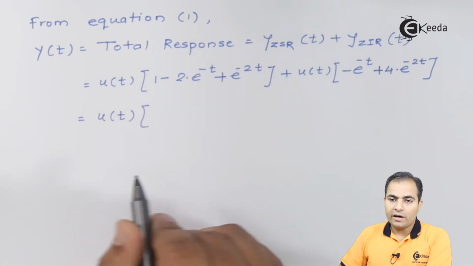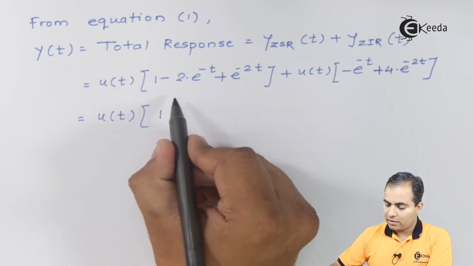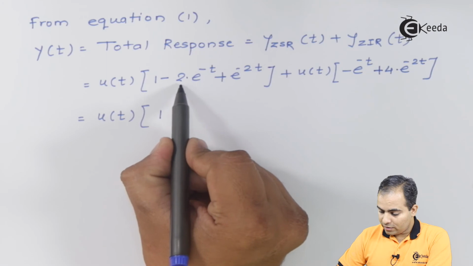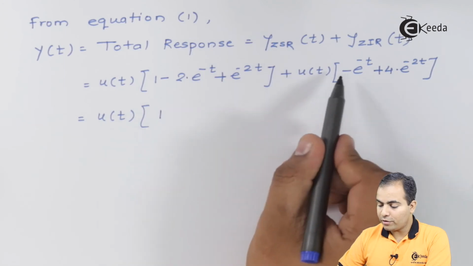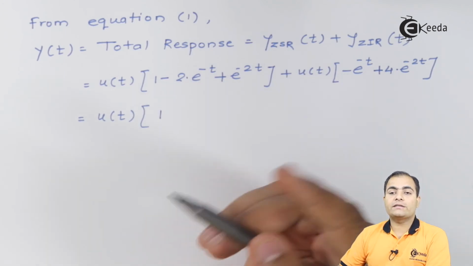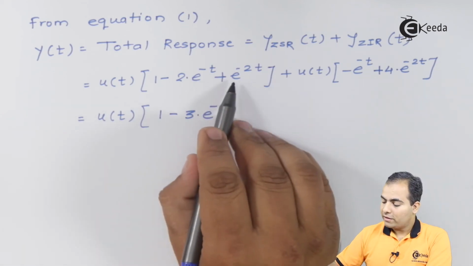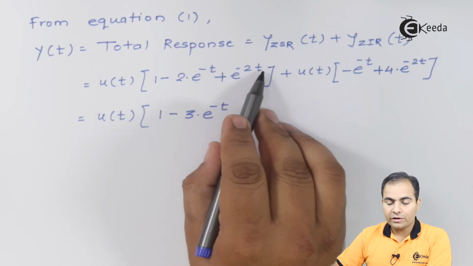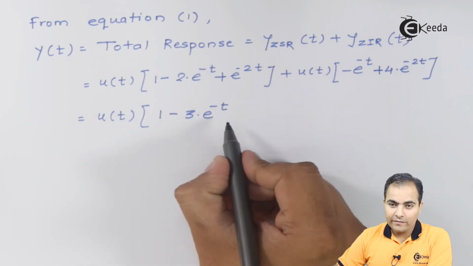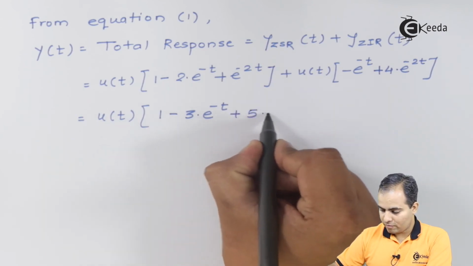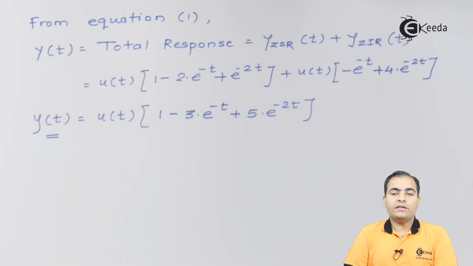So all the brackets will be added with each other. We have 1 and it is a constant value. Next, e to the power minus t. Here also we have e to the power minus t. The coefficient is minus 2 and here coefficient is minus 1. So minus 2 and minus 1 gives us a minus 3. So we'll get minus 3 into e to the power minus t. Now here we have simply e to the power minus 2t and here we have 4 times of e to the power minus 2t. So if we add both the value, you will get 5 times e to the power minus 2t. And this is nothing but the output response of the system.